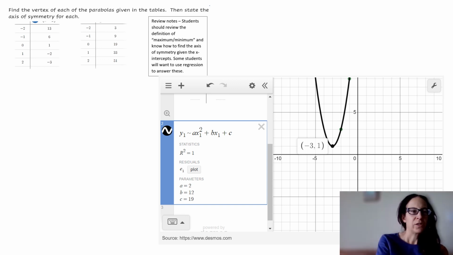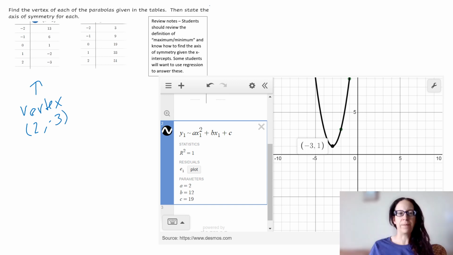Come over here. So for this one, the vertex is at 2, -3. Now, if I want to save time, I can come over here and leave my regression alone. And if you notice, the x coordinates here on the parabolas are the same. So I'm just going to come over here and edit the y coordinates.